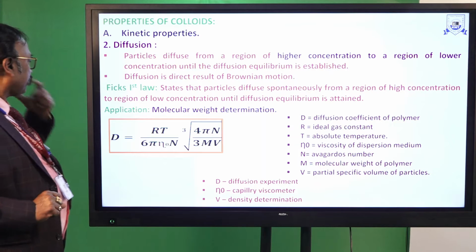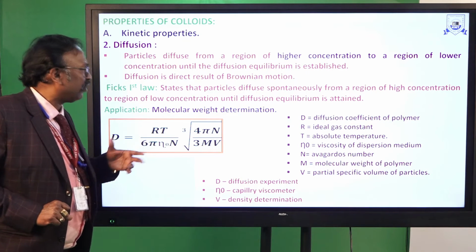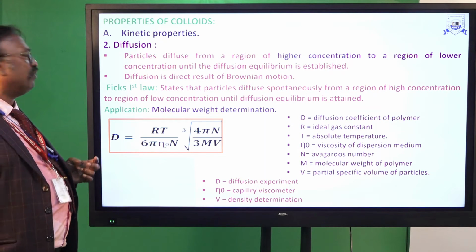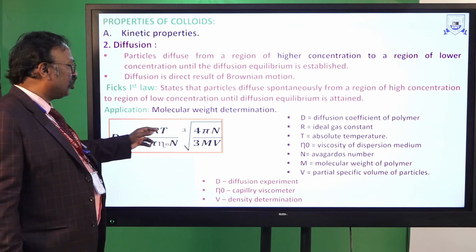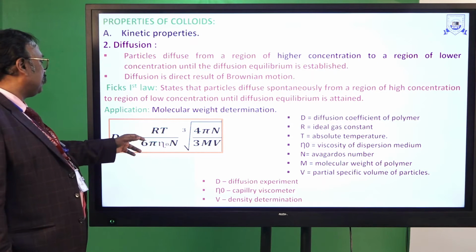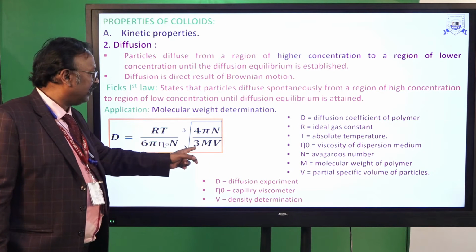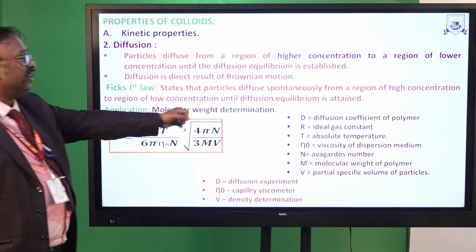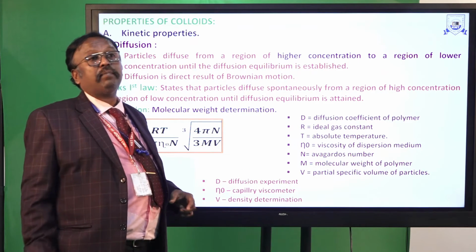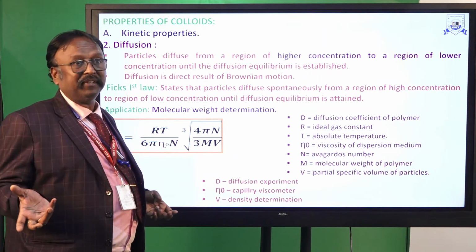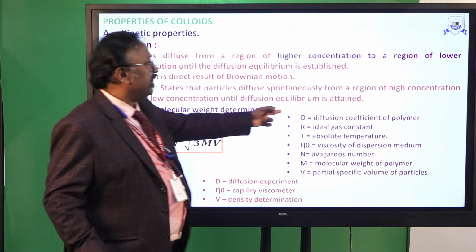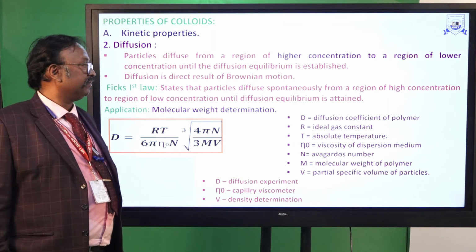Okay. That means the application is molecular weight determination. By this we can determine the molecular weight. D is equal to RT divided by 6 pi nu n square root of 4 pi n 3 mv, where D is the diffusional coefficient of polymer. How are we going to determine the molecular weight of the polymer? D is the diffusional coefficient of polymer.